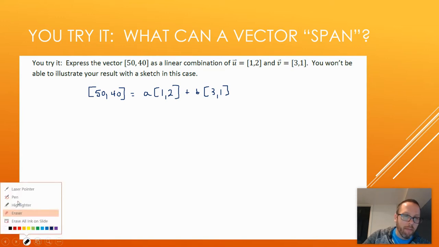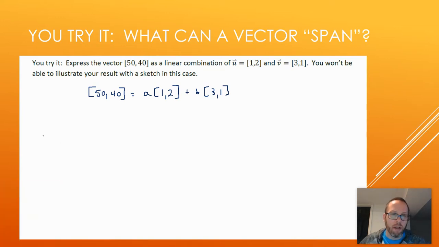Setting up that vector equation is going to give you two equations, two unknowns when you break it up into components. So for the x's, 1 times a plus 3 times b is going to equal 50 this time. And 2 times a plus b will equal 40 this time. I'm going to find a and b. This time, I'm going to use elimination.